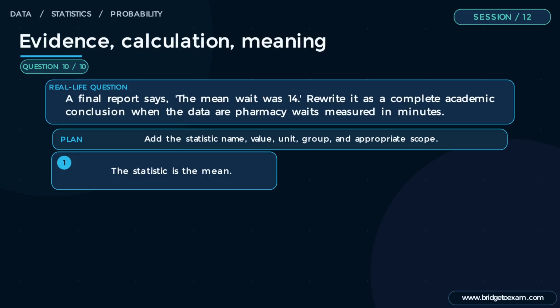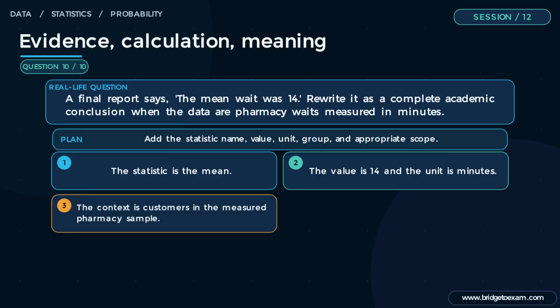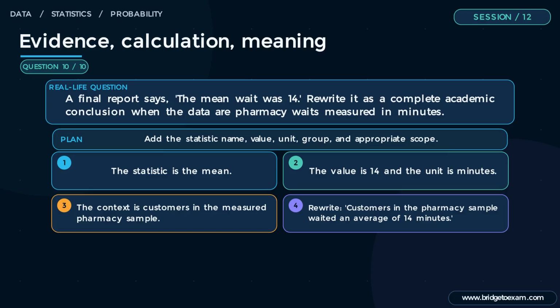Step 1. The statistic is the mean. Step 2. The value is 14 and the unit is minutes. Step 3. The context is customers in the measured pharmacy sample. Step 4. Rewrite. Customers in the pharmacy sample waited an average of 14 minutes.